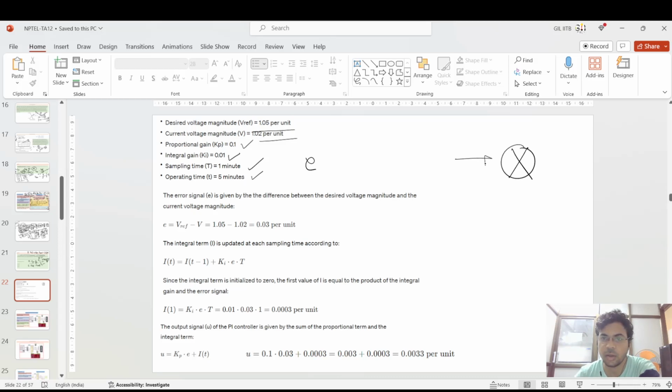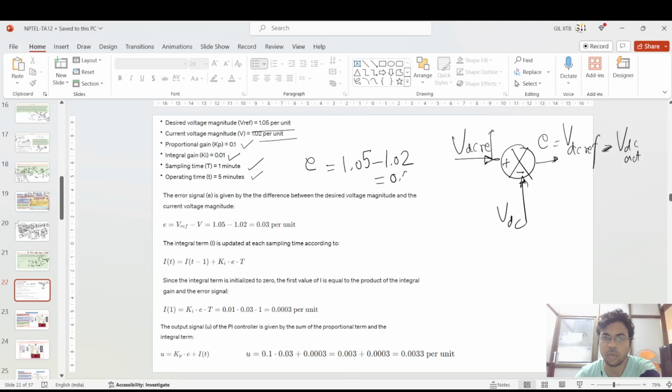Okay. So as I have told you, the error is generated from VDC reference minus VDC actual. Error is equal to VDC reference minus VDC actual, so the error will be 1.05 minus 1.02, which is equal to 0.03. So this is actually the error. After the error comes out of the comparison, we use this PI controller for the error minimization.